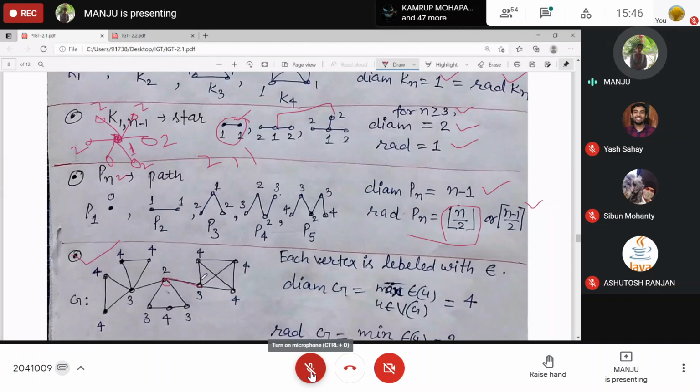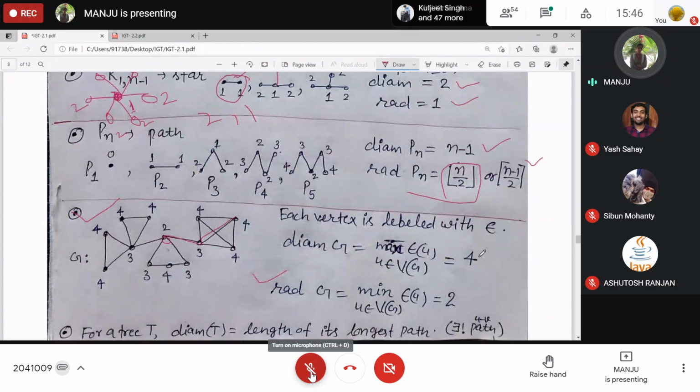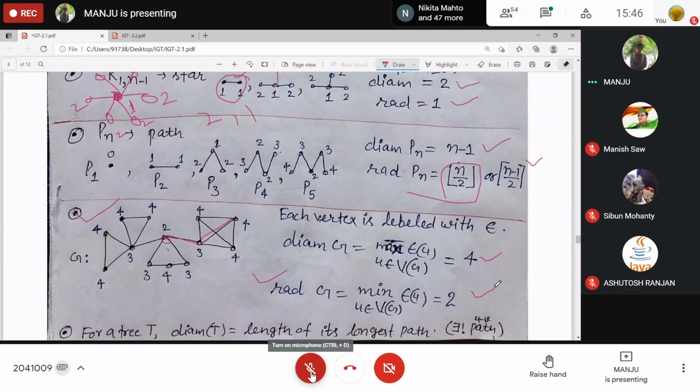You can directly reach this vertex or directly reach any of these within 2 range, right? So minimum it is what? 2. Clear? And that is your radius, and maximum is what? Maximum distance from any vertex. This is 4. Minimum distance is 2. That is your radius and diameter. Clear? Any doubt? Finding eccentricity, diameter, radius?